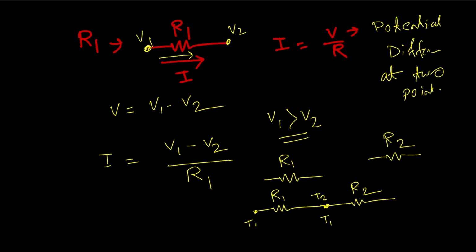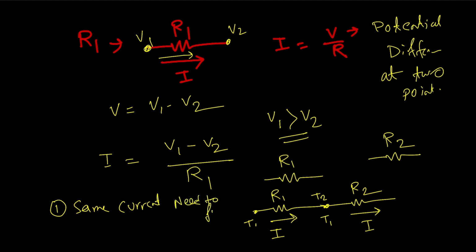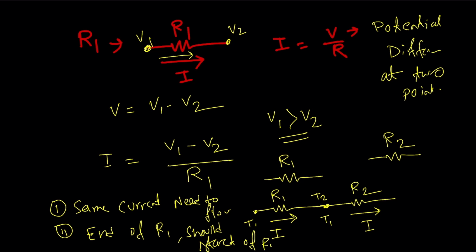Or in other words, we can say that two resistances are connected in series when the same current flows through R1 and R2. Like if current I flows through R1, then current I should flow through R2 also. So there are two conditions for series. First, the same current needs to flow. And the second is that the end of R1 should be the start of R2.